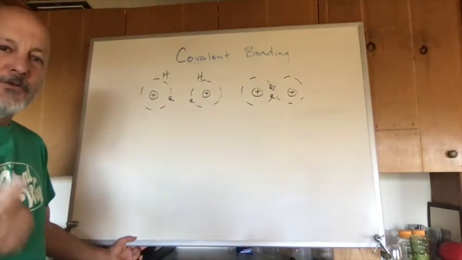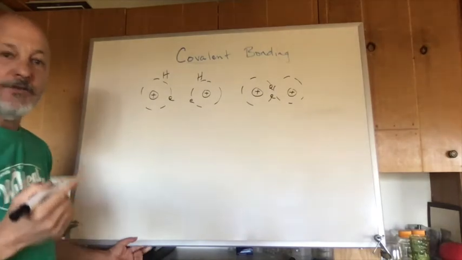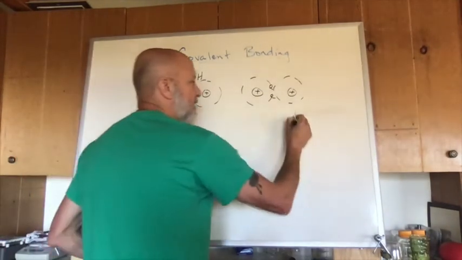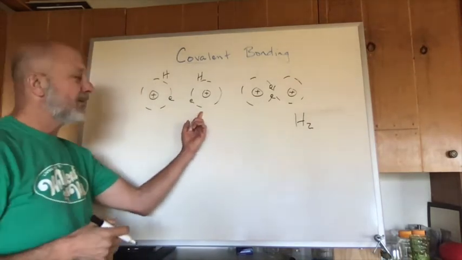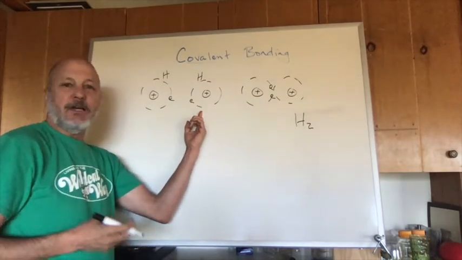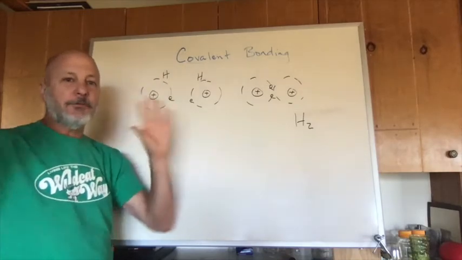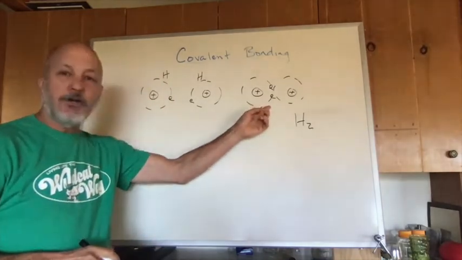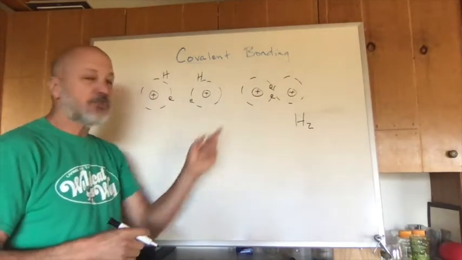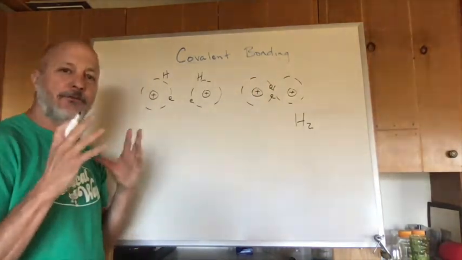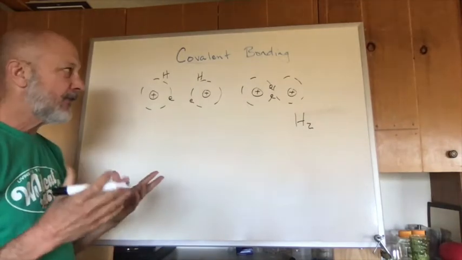If I have a sample of pure hydrogen, it's in the gas state, and it is in this form. You don't find hydrogen atoms just hanging around by themselves, bouncing around. It is paired up hydrogens. Why do they pair up? Because by pairing up and sharing those electrons, they have their full valence shell, and that is the stable state.